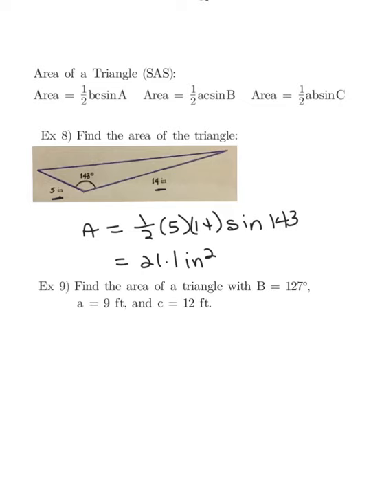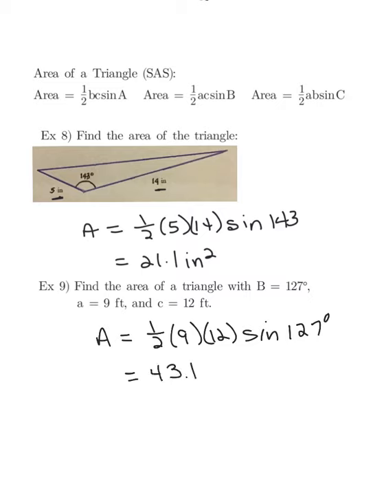For example 9, we are asked to find the area of a triangle where angle B is 127 degrees, side A is 9 feet, and side C is 12 feet. So we just put our formula into play here. We will have A equals 1/2 times 9 times 12 times the sine of 127 degrees. Do your calculation and you will get 43.1. Our label is feet and it's area, so it must be squared.